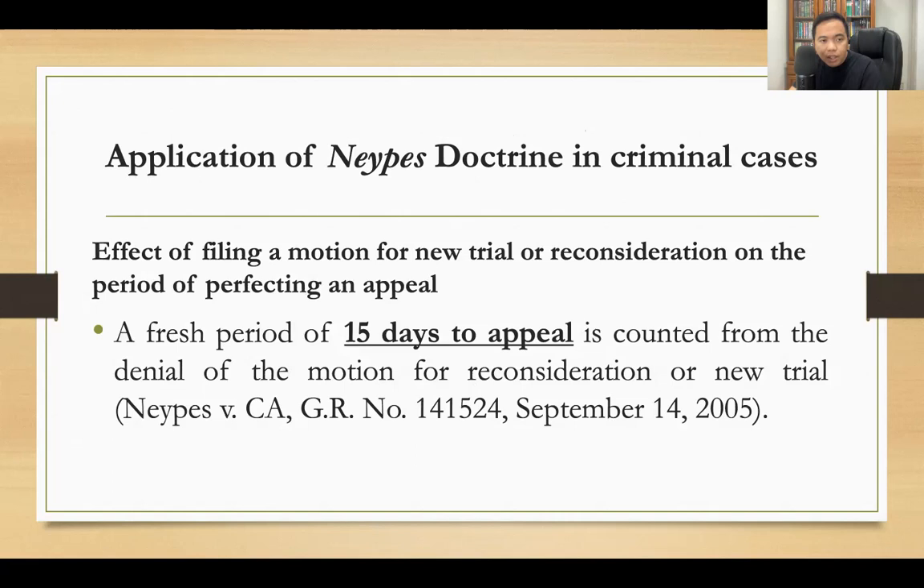There is a case decided by the Supreme Court on September 14, 2005, Neypes versus Court of Appeals, more popularly known as the Neypes Doctrine in criminal cases. If the accused was convicted before the lower court and, out of the judgment of conviction, he files a motion for new trial or reconsideration during the period of perfecting an appeal, then a fresh period of 15 days to appeal is counted from the receipt of the denial of the motion for reconsideration or new trial.